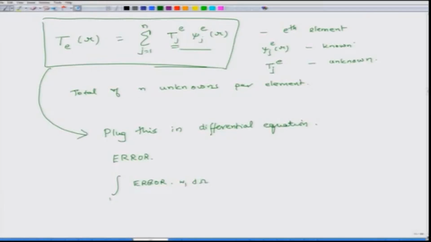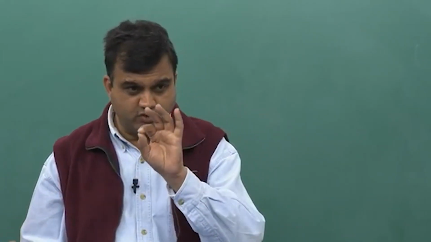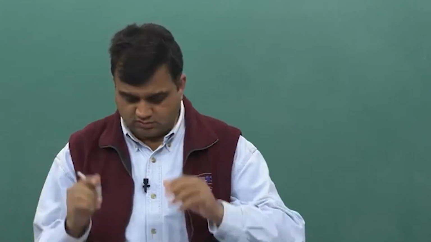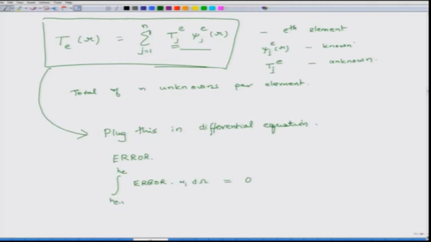Domain is what? H e minus 1 to h e, right. And we say that this integral of the error is not 0 on a point by point basis, but over the whole domain it is 0, integral of that error. Then second time we multiply it by another function and we get another equation. So this gives us an equation.